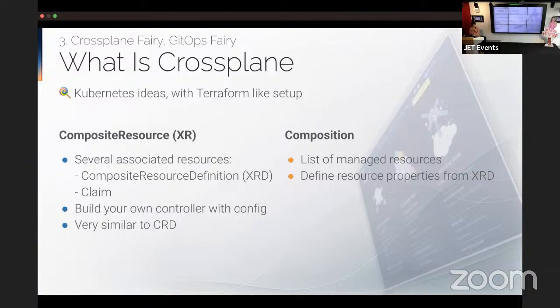And composition is a list of managed resources. Based on the definition that you have in XRD, you can create the managed resources. Let's say you have an S3 bucket with IAM roles and stuff like that that you need to create at the same time. You can have that defined in the composition. So it's kind of a module, like in the Terraform world, but it's also a YAML file that we'll have a look at a little bit later.